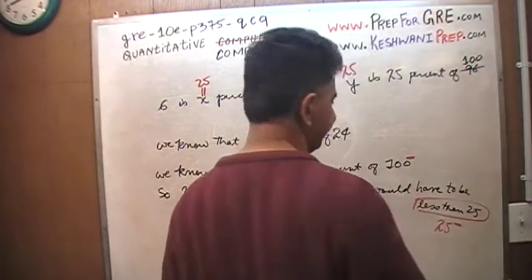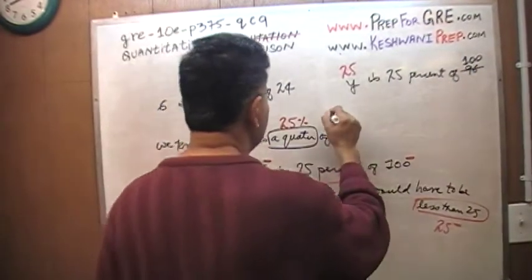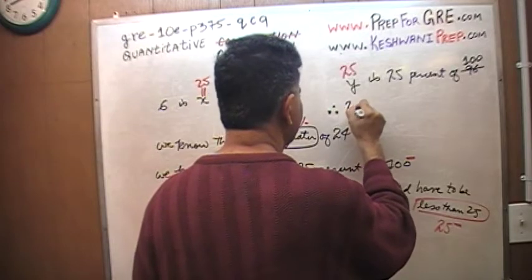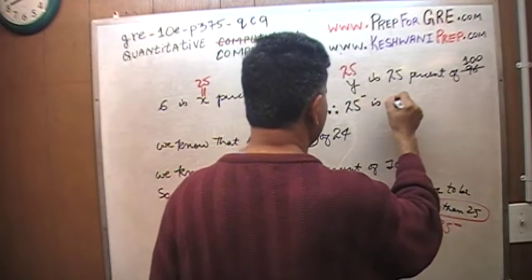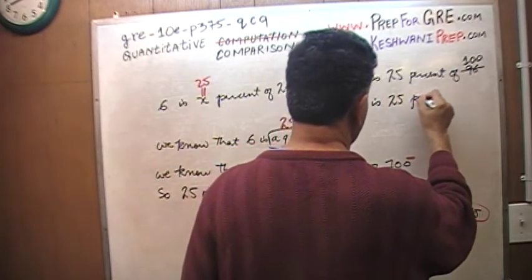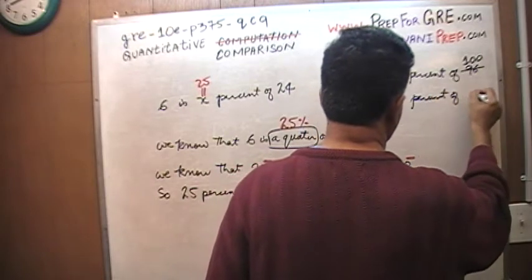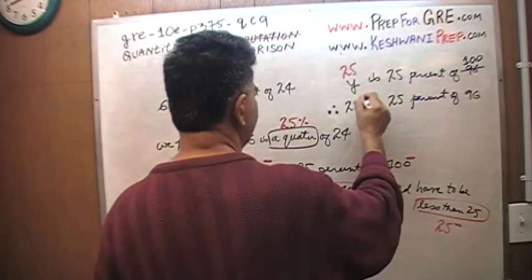100. Therefore, something less than 25 is 25% of 96. Voila. Something less than 25.